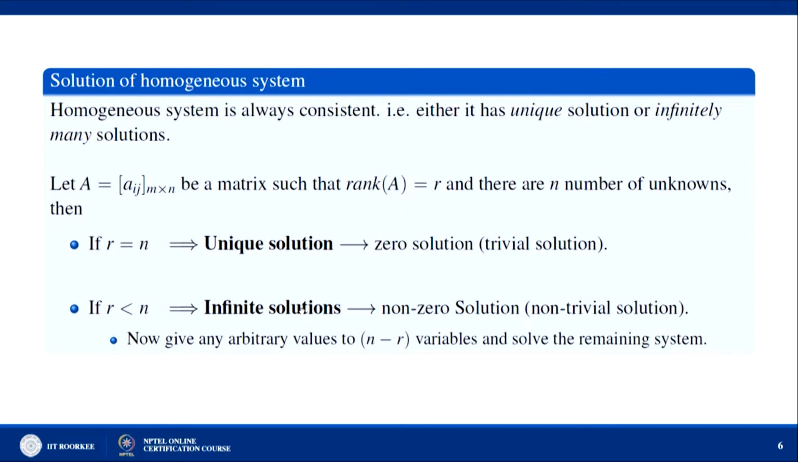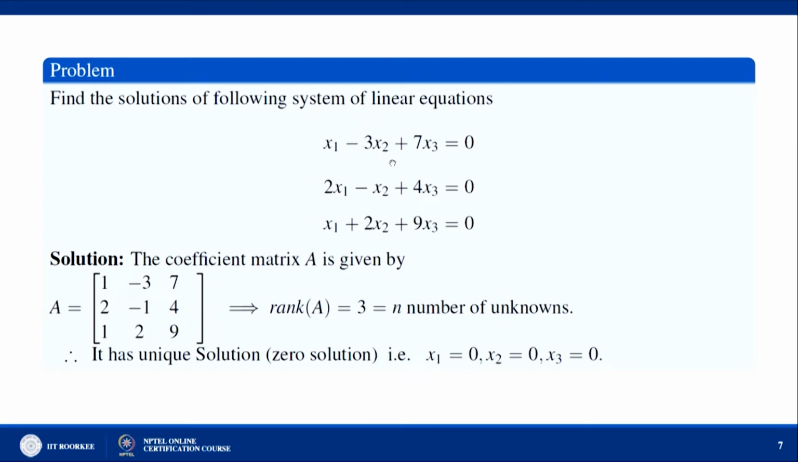Now, how do we find all those infinitely many solutions? You can put n minus r variables as arbitrary. You can choose n minus r variables, give arbitrary values to them, and then solve the remaining system. Now, let us see a few examples based on this. Suppose you have this system of equations.